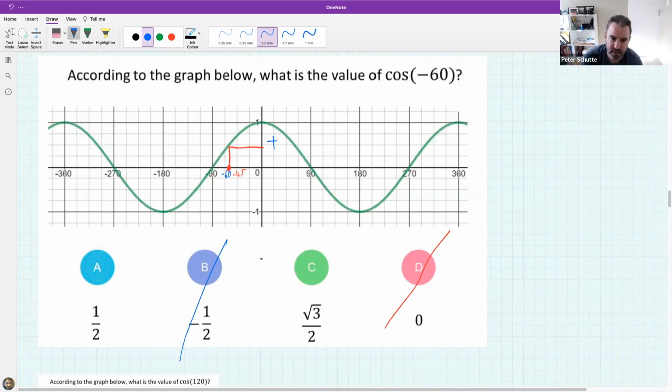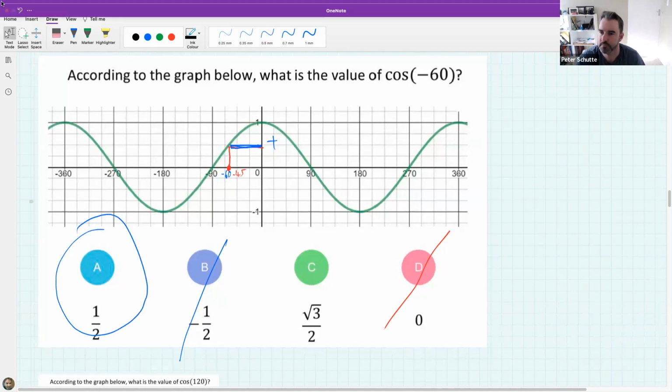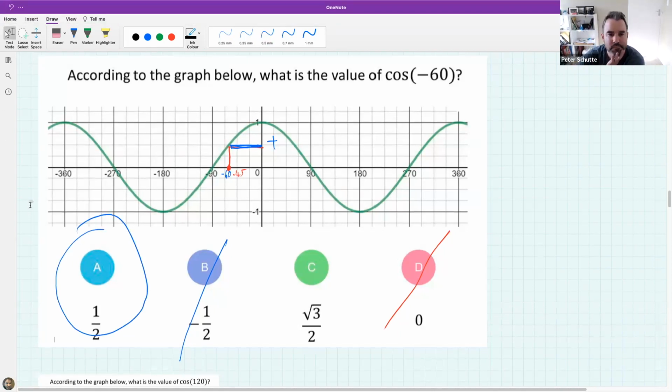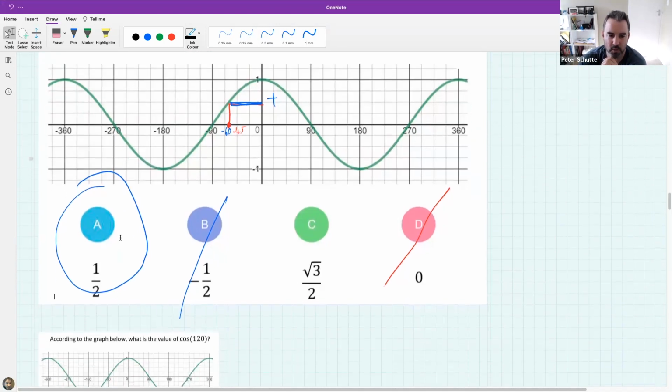Maybe we should just use our calculators to check for sure. So cos minus 60, it's going to be a half. And you can see that, okay, my scale isn't perfect, but that is going to be A. Cool, so we're getting there with that one.